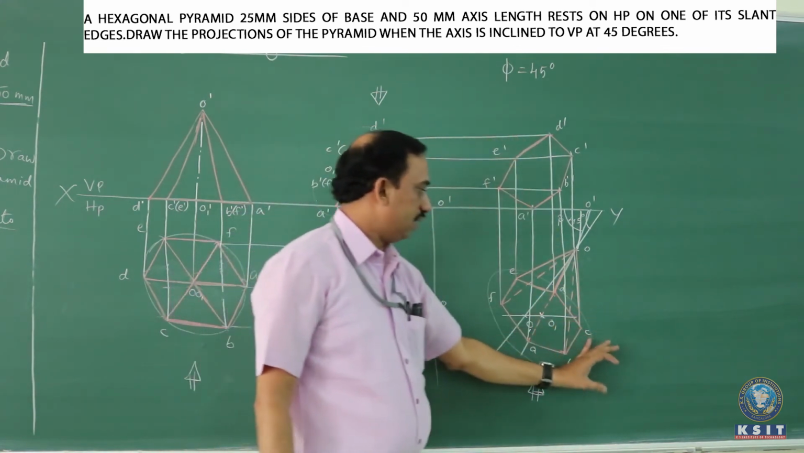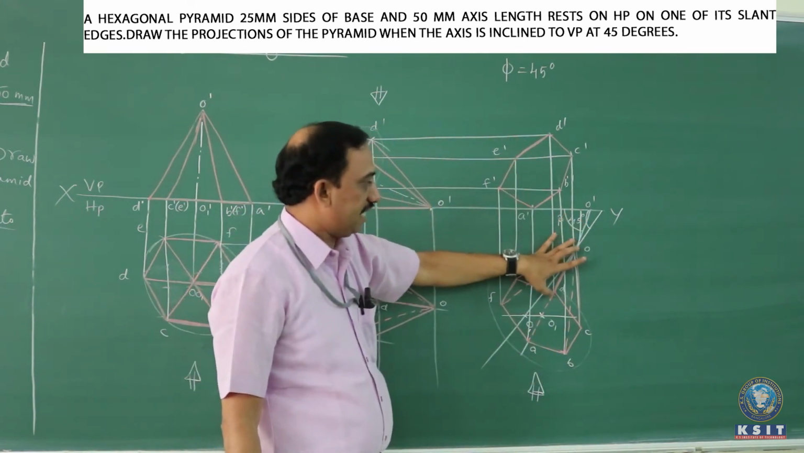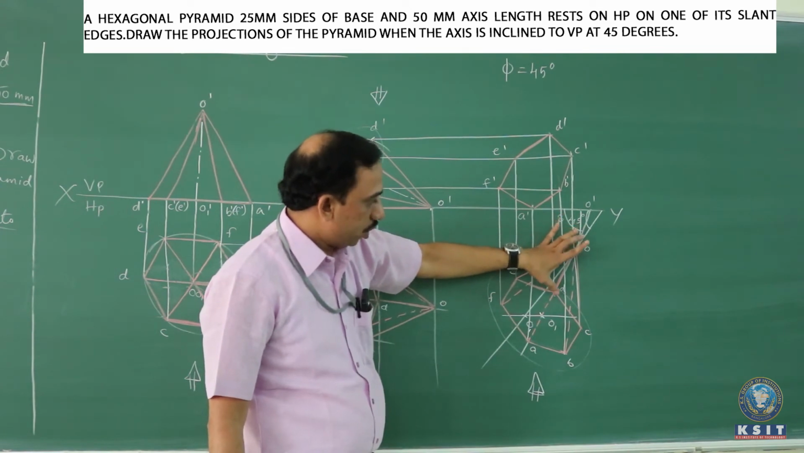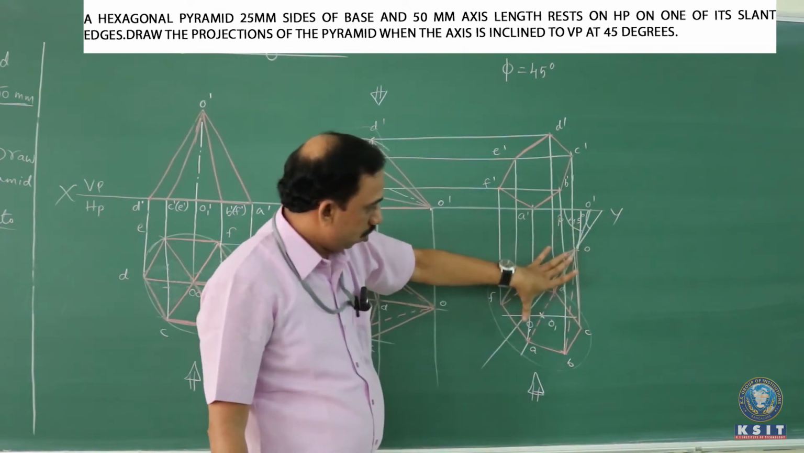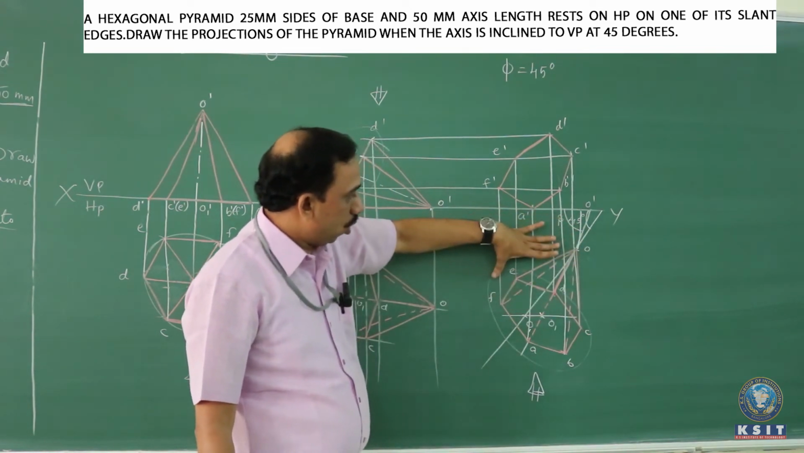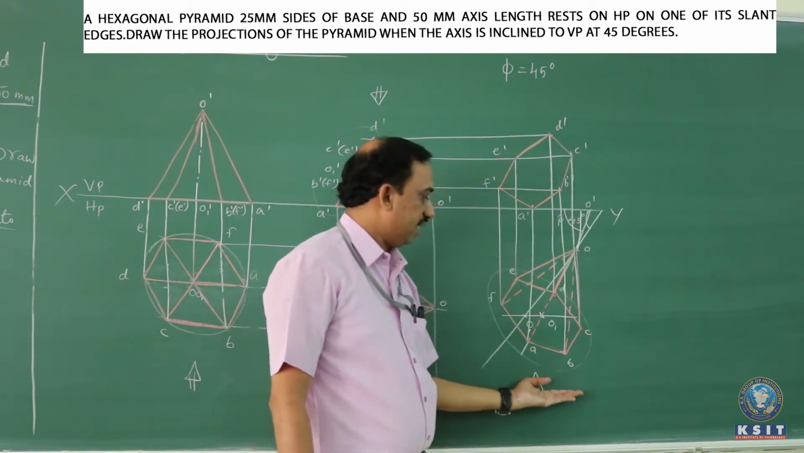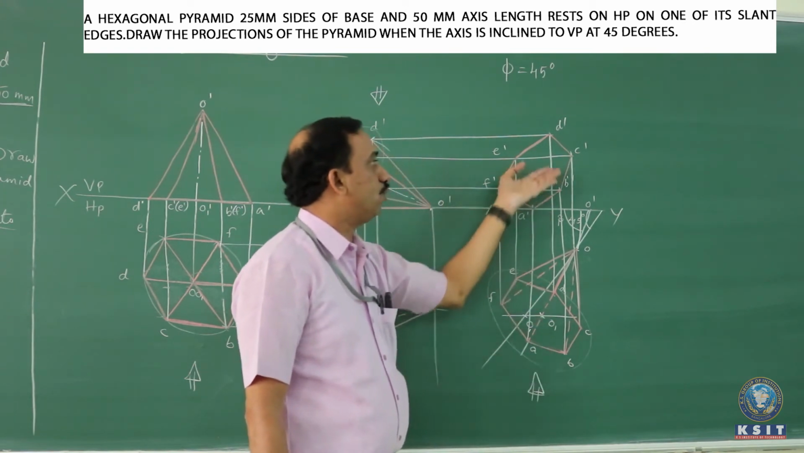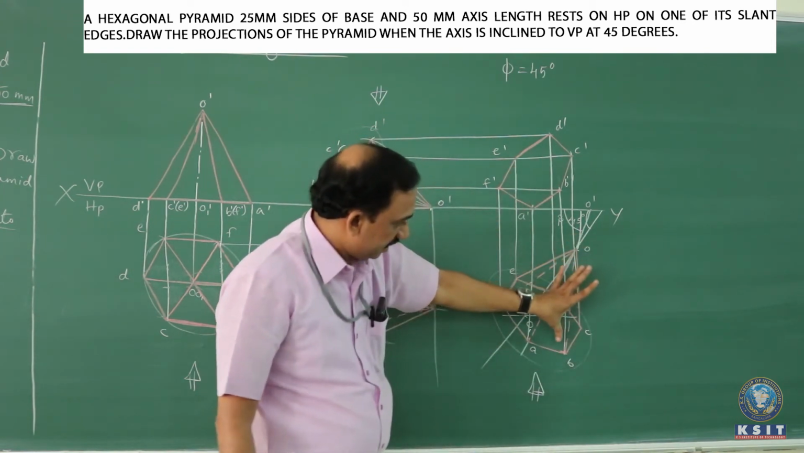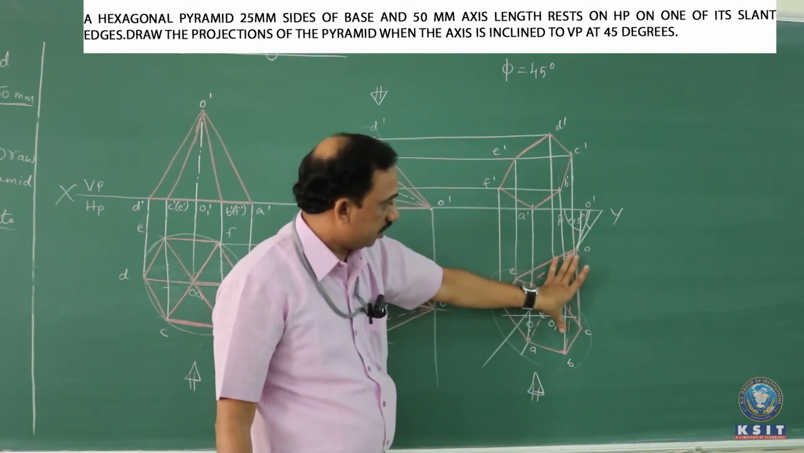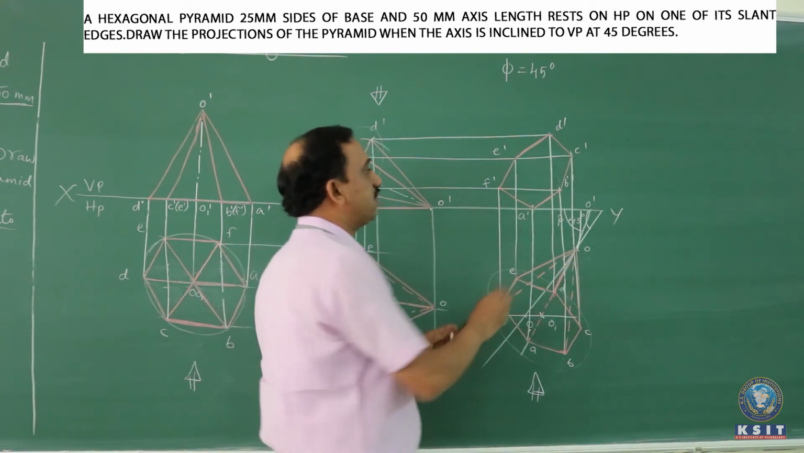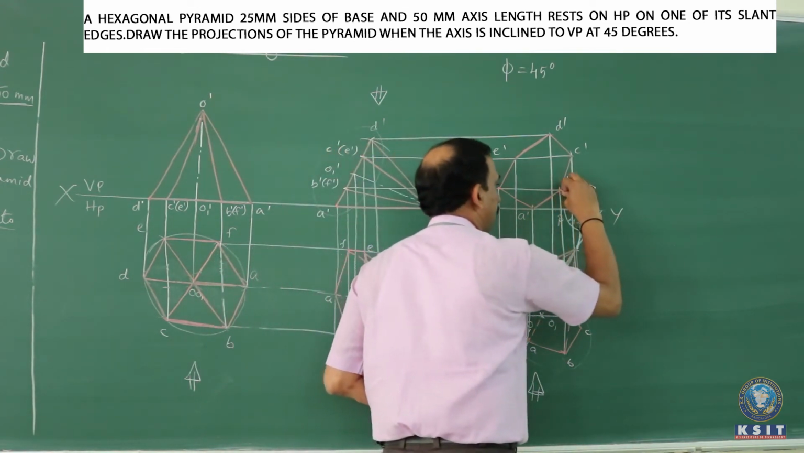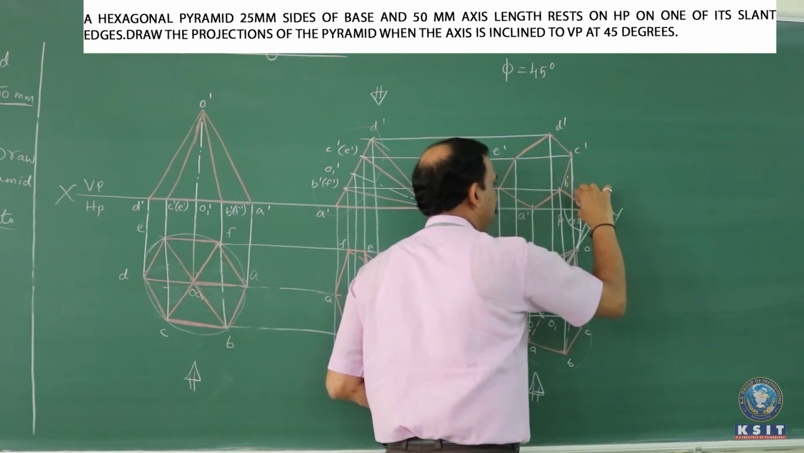Once you have done that, now concentrate on the slant edges. The slant edges OA, OB, OC, OD, OE, OF. Among the slant edges, when the observer sees from the front, which is the first slant edge which is nearmost to the observer? The first slant edge which is nearmost is to this point, which is OD. So make the slant edge OD to be visible.